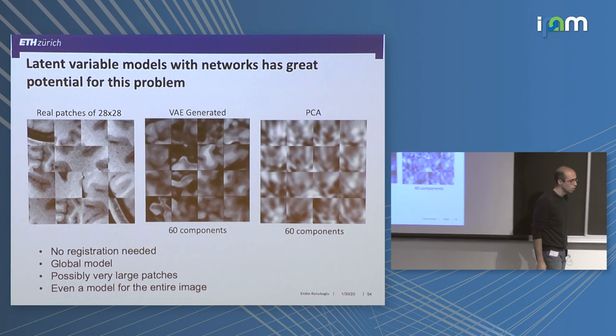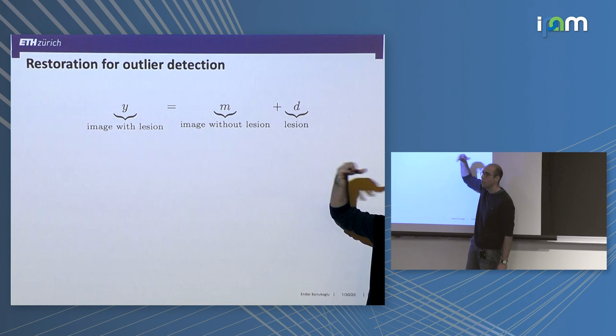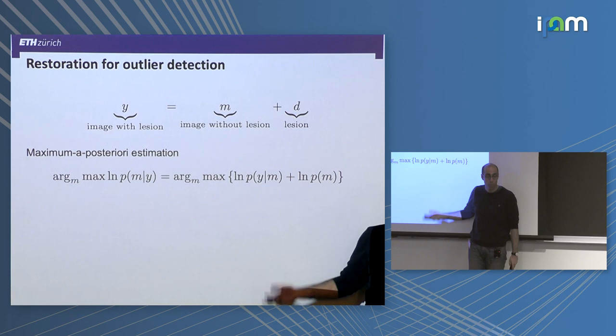So the only thing that I need to define now for this problem is actually the observation model. I have the image without the lesion, and then I have the disease coming in as an additive model, and I have the image with the lesion. And I'm going to solve again the maximum a posteriori problem here. So I have the observation model that's coming from here and the prior model.